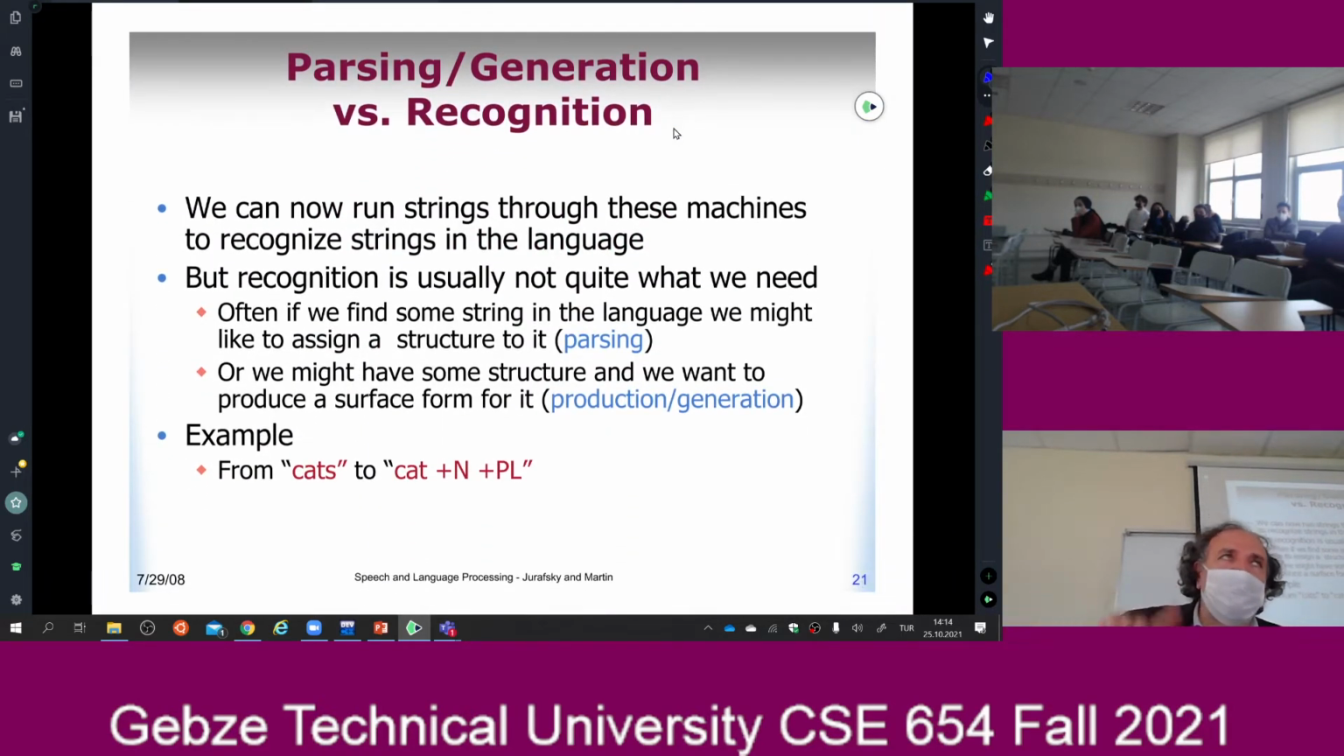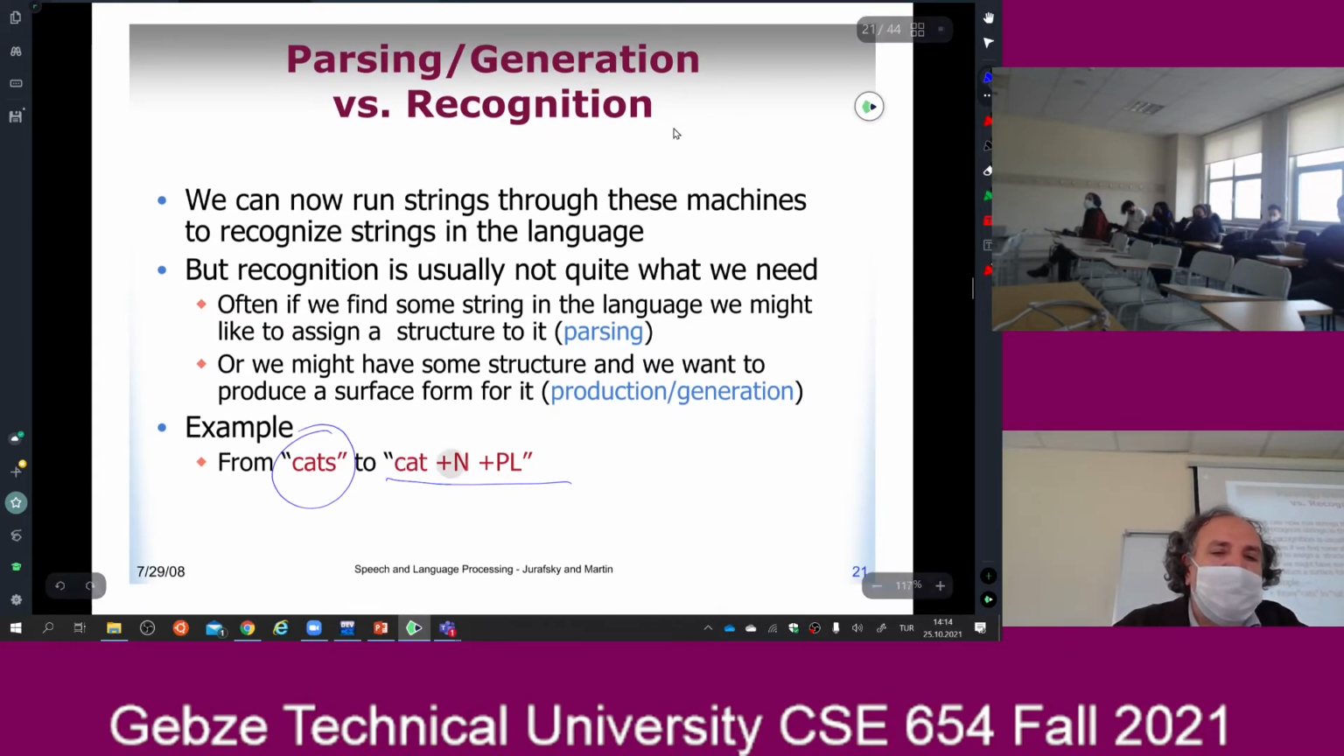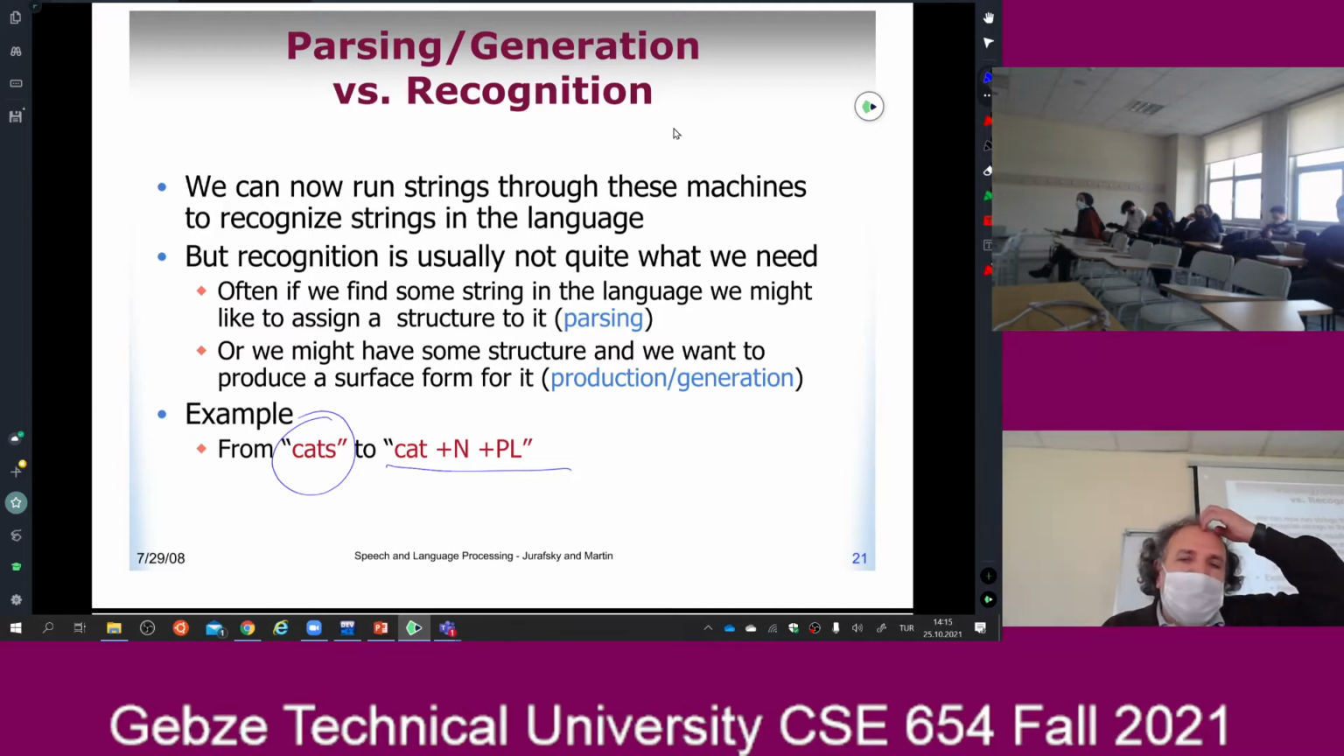Okay, so far we only talked about what we can accept and what we don't accept. That's good, but that's not enough. Usually we like to have this kind of an analysis of a word. If somebody gives us cats, we should say there is a root cat, it's a noun, and at the end you added a plural suffix. This is our analysis. To do this, we need to generalize our finite state automata a little bit, and we are going to now talk about finite state transducers.